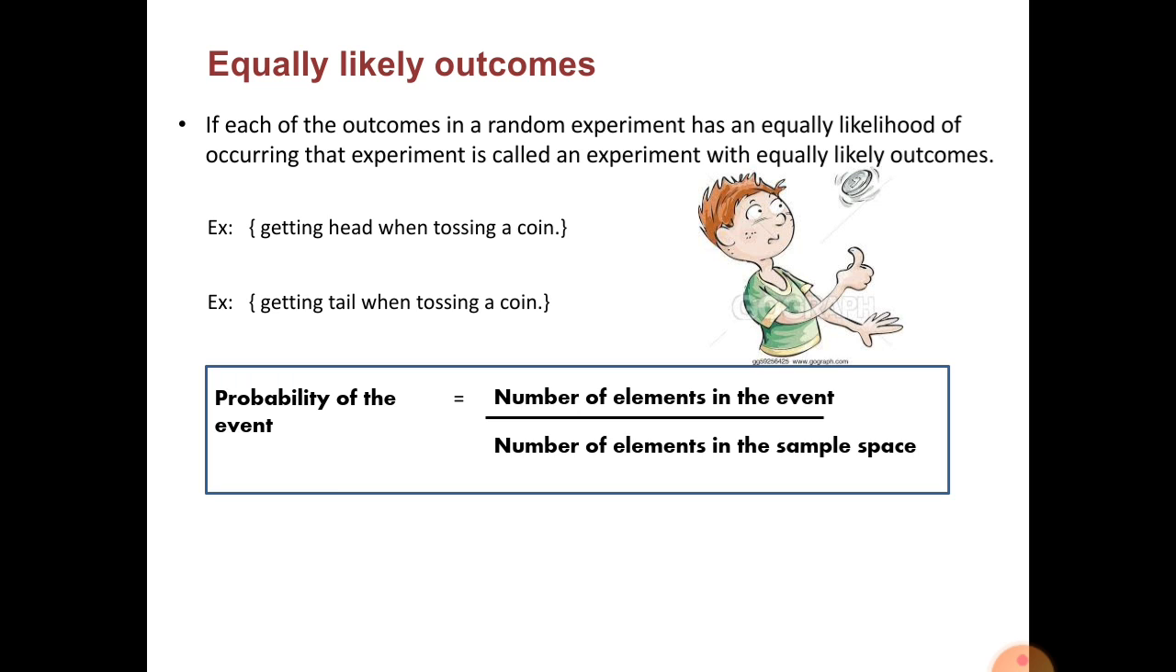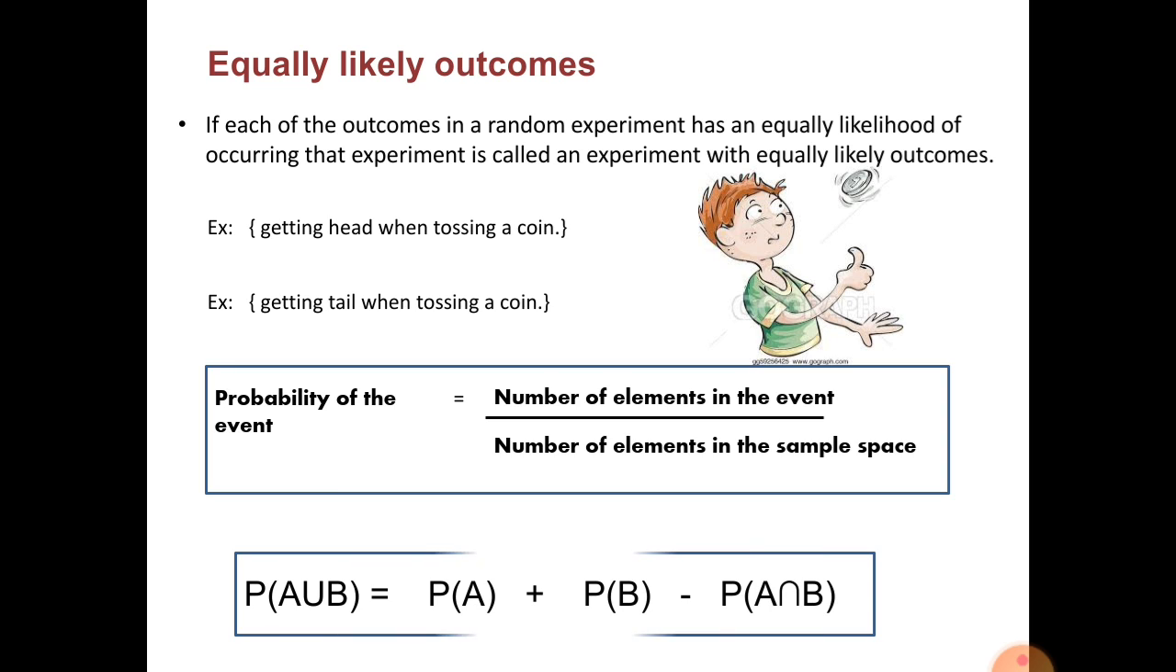And there's another thing that you have to remember, that is the probability of A union B. Imagine A and B are two events. So the probability of A union B is equal to the probability of A added to the probability of B and subtracted by the probability of A intersection B. Keep that in your mind. That is also a very useful equation for your O-level exam.